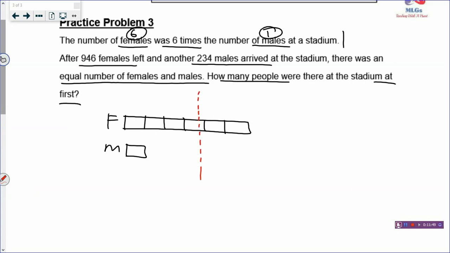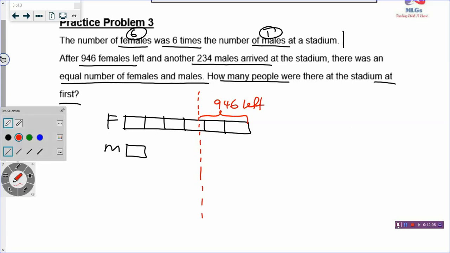Okay, so you have 946 females left. So this is your 946 females who left. Okay, so let's call it left. So you can see that what happened to the model? What happened to the females rectangle? The females rectangle will now become shorter already. Right, so the females will now end up here. Okay, become shorter.